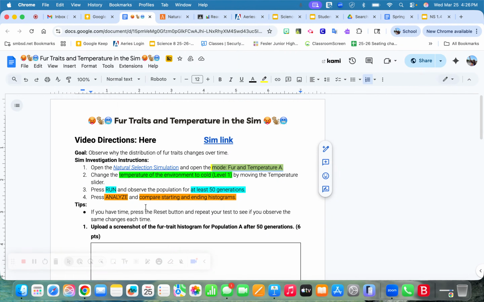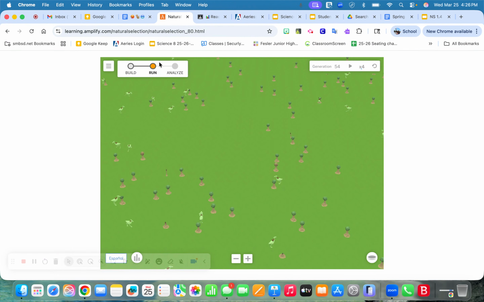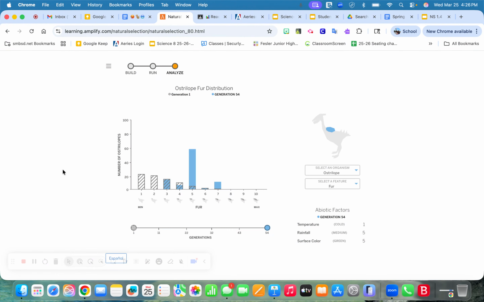Then it says we're going to press analyze and compare the starting and ending histograms. So analyze. You are going to get a slightly different screenshot. We all had the same starting population when we started at 0. Those black and white bars, there were 7 bars, mostly at level 1 and 2. That was our starting population. Then we all got different bars. The blue is what we have now, the ending population.